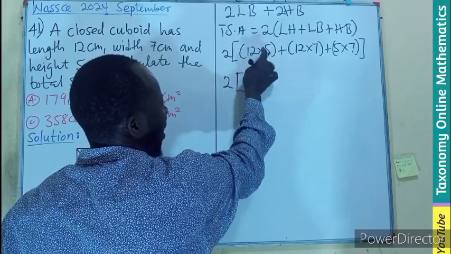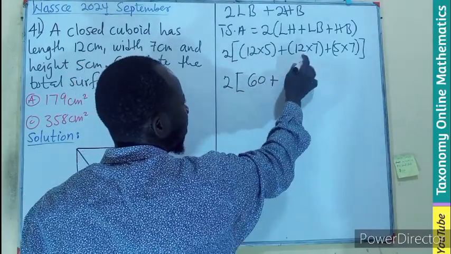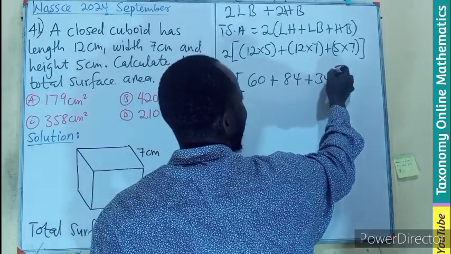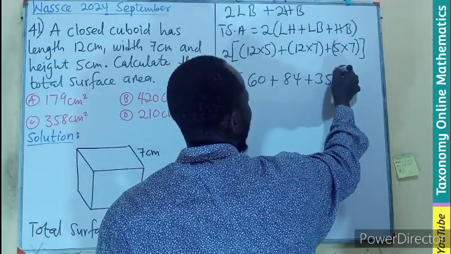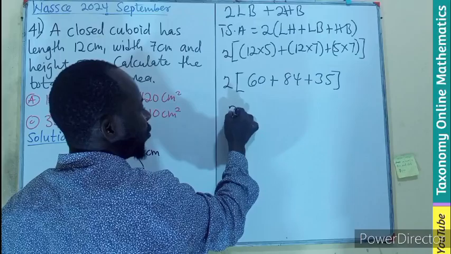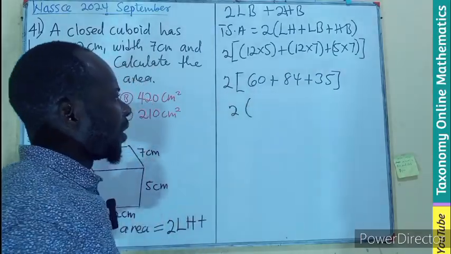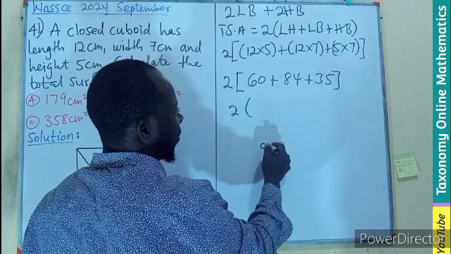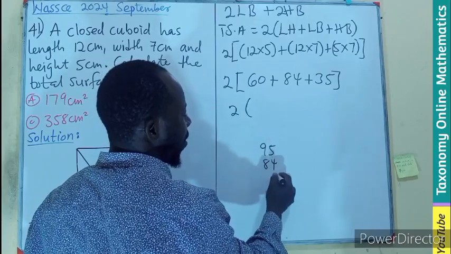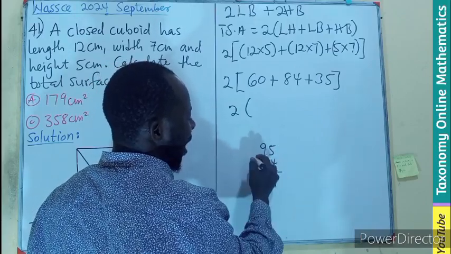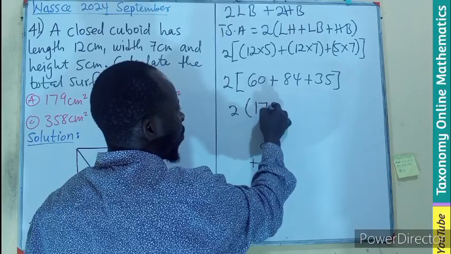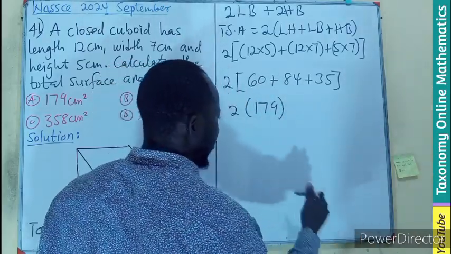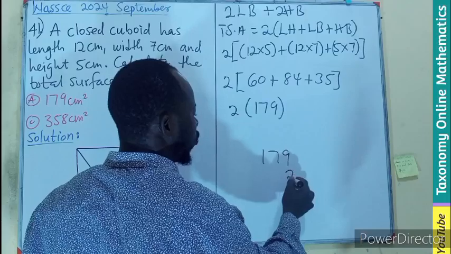This means that I'll be having 60. Is that 84, right? And 35. Okay. Let's maintain the 2. If we want to add these, that will be 95, 84, 9, and that 179. Let's multiply 179 by 2.